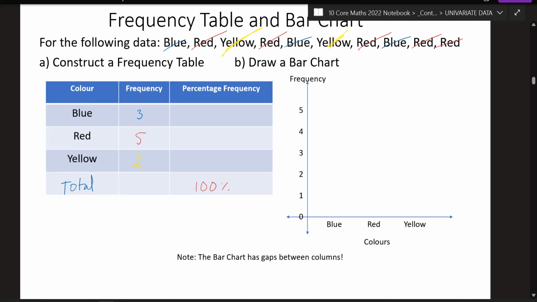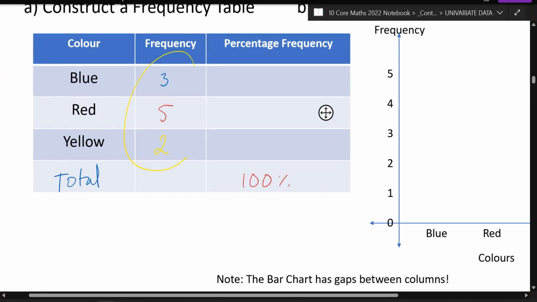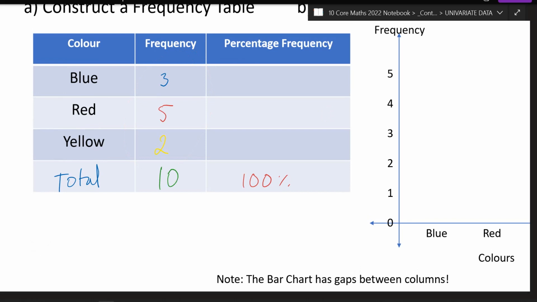Total. So in the total for the frequency, make sure you add up all of this. So that should total to 10. Okay, so 10 in total. Now the percentage frequency. So remember when you do the percentage frequency, it's the frequency divided by the total times 100. Okay, and that will give you the percentage frequency. So that should be 30%.